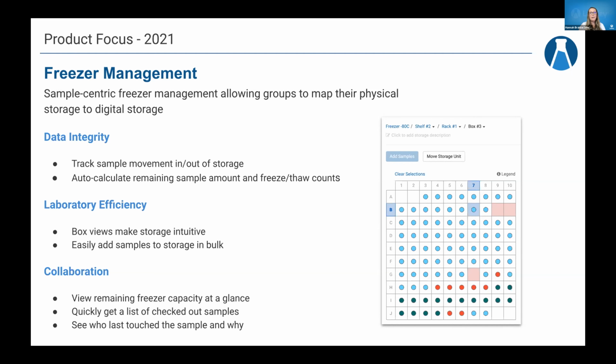And then easily being able to add samples to storage in bulk. So we have a mechanism, actually a few mechanisms to do this, where you can register them all at once, like via file, again, in that migration or implementation case. But then you can also go into a certain box and say, okay, I've got these 100 spots filled, let me quickly add those. And so hopefully we'll be able to touch on that in the demo later as well.